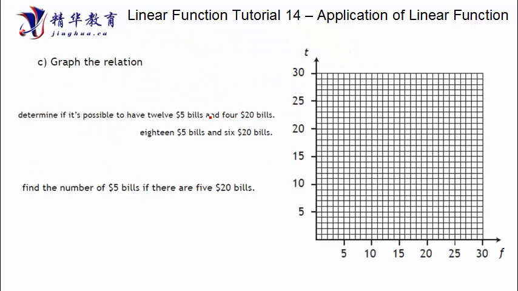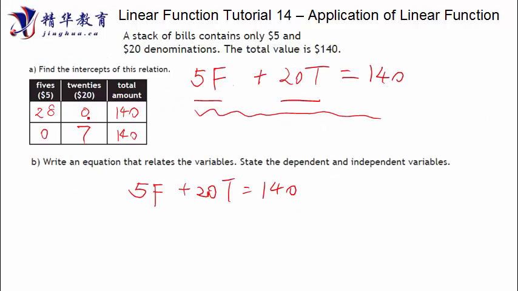We have to graph this relationship. How do we graph it? We have 5f plus 20t equal to 140, right? Good. So let's go back to here. If we don't have any $20 bills, meaning the number of $20 bills is 0, we're going to have 28 $5 bills, right?